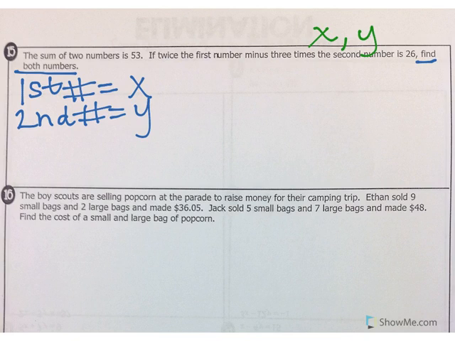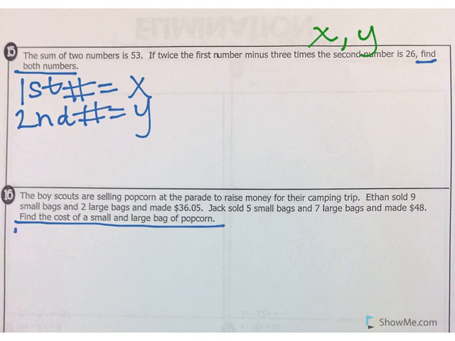Alright, number 16, it says the Boy Scouts are selling popcorn at the parade to raise money for their camping trip. Ethan sold 9 small bags and 2 large bags and made $36.05. Jack sold 5 small bags and 7 large bags and made $48. Find the cost of small and large bags. So the last sentence is going to help you define the variables. They're talking about two different things. They're talking about small and large popcorn.